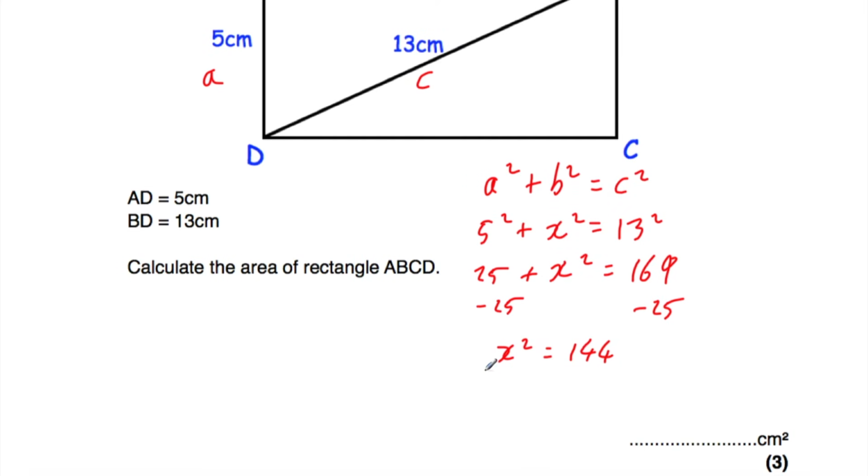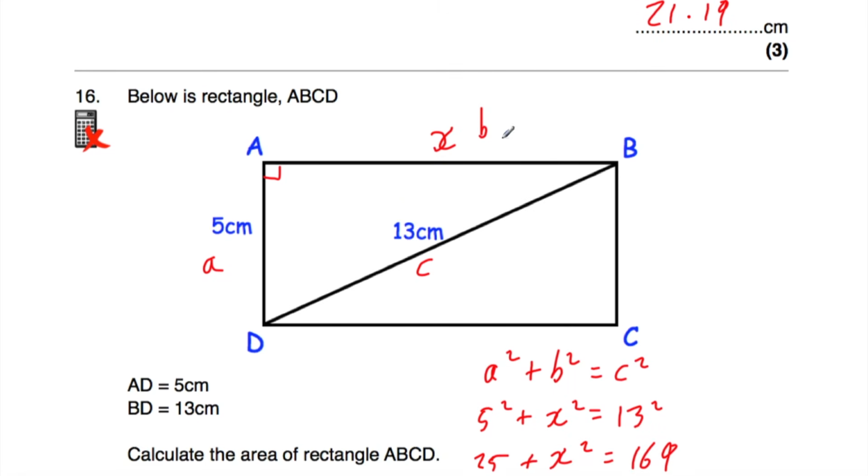If we square root that, we can find out what x is. So x is equal to the square root of 144, and the square root of 144 is 12. So x is equal to 12 centimeters. So if we go back up to our rectangle, the length of this side AB is 12 centimeters. So let's write that down, 12 centimeters.